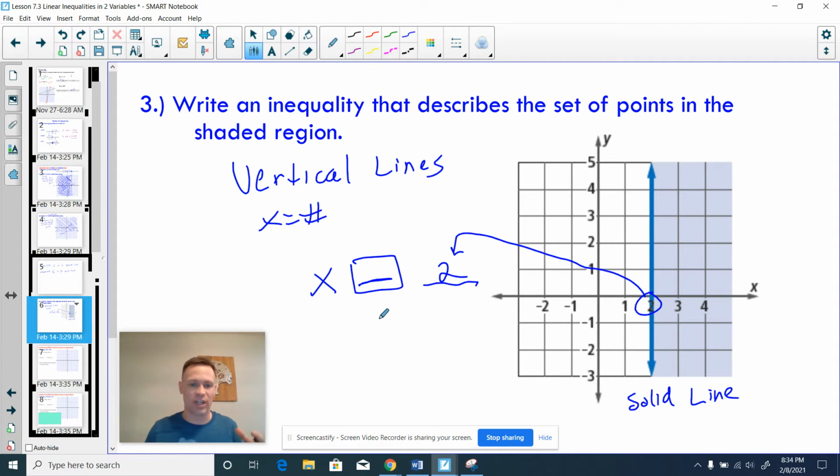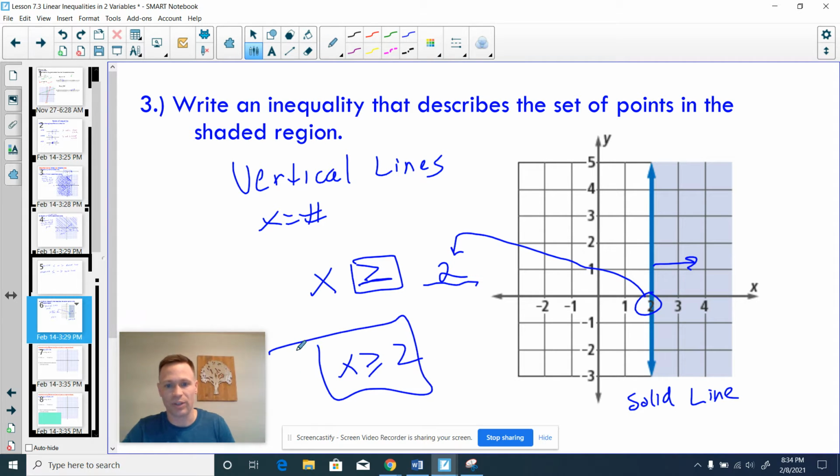So now I just have to determine, is it going to be greater than or is it going to be less than? Well, what are we shading? We're shading everything to the right of 2. And that's where x is greater than 2. So it's going to be x is greater than or equal to 2. That is the inequality that is associated with this line.